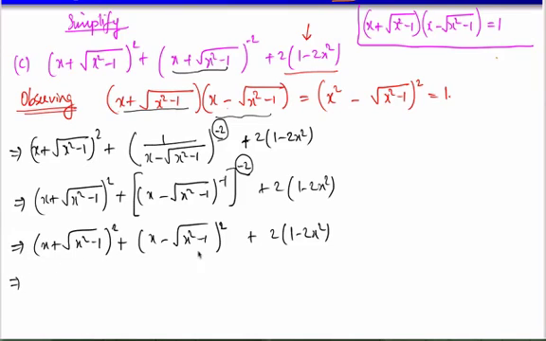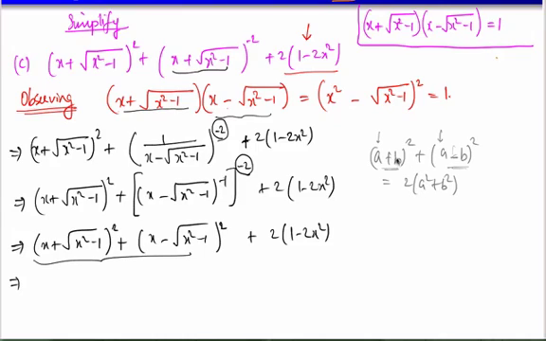Now you can just observe this particular step, this much part is exactly same as if we are asking what is a plus b the whole square plus a minus b the whole square. In a plus b the whole square the middle term is 2ab, and here the middle term is minus 2ab, so the middle terms get cancelled, and I'll have 2 times a square plus b square. Just observe, a square and a square will add up to give 2a square, and b square and b square will add up to give 2b square. Middle term 2ab and middle term minus 2ab give us 2 times a square plus b square.